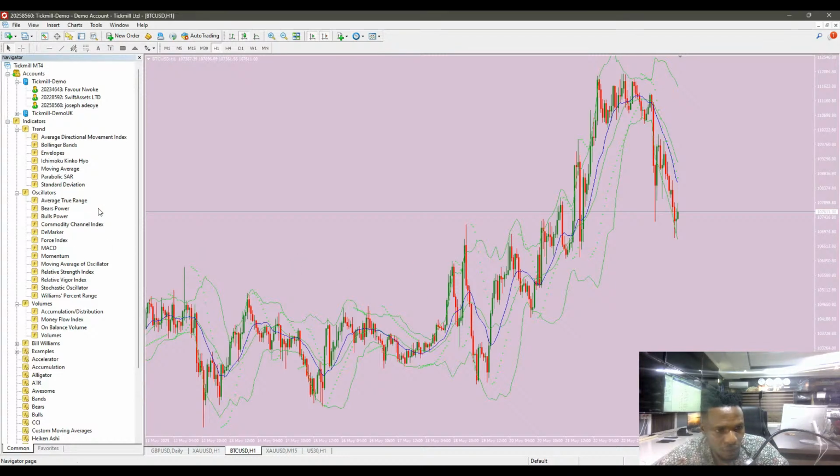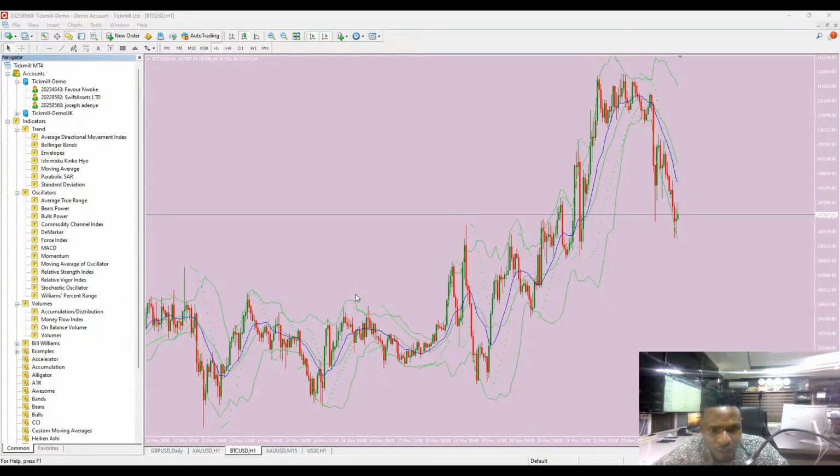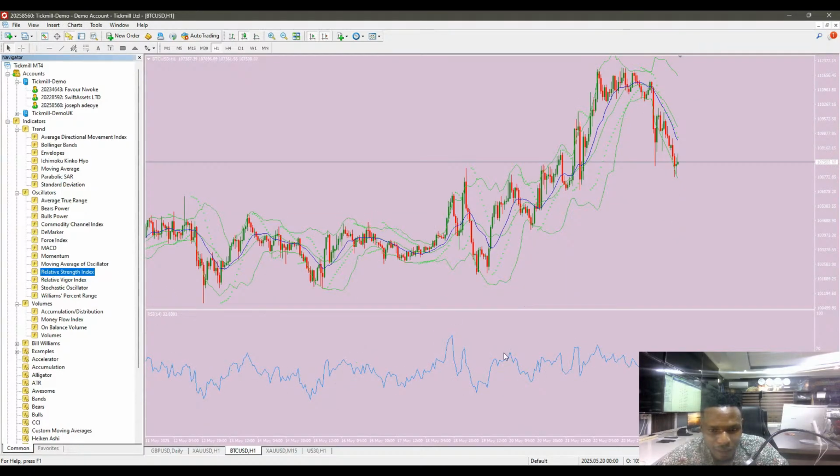Okay. Now to oscillators. Oscillators will show on a different space. You can see the way the trend is showing on the chart. Oscillators will create their own space. For example, let me use RSI. I click on RSI. You can see when I drag, it creates its own space under the chart because it's representing what the chart is doing.